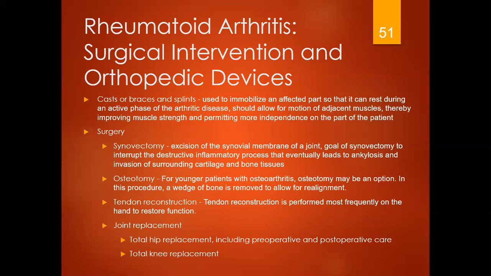Tendon reconstruction. Frequently this is done in the hand in order to restore function. And then we've also got joint replacements. Now these are last case options, especially with rheumatoid arthritis, because all their joints would end up having to be replaced and may even require continual replacements, or replacement every 10 to 15 years. But they do end up with total hips and total knees.